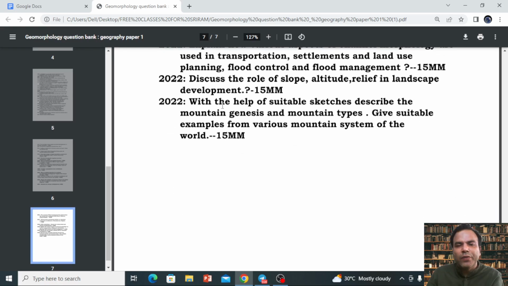So the last question, like, with the help of suitable sketches, describe the mountain genesis and mountain types, with suitable examples from various mountain systems of the world. You can do it. Okay, like there are folded mountains, block mountains, isn't it? Or volcanic mountains, or residual dome mountains. How the Alps series develops, or Rockies, Himalayan series develops, Andes series develops. You can explain all on the different locations. So plate boundaries is the best thing.